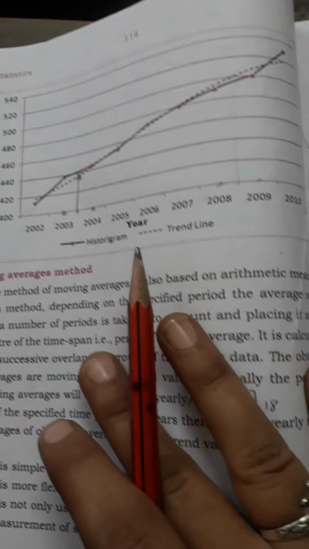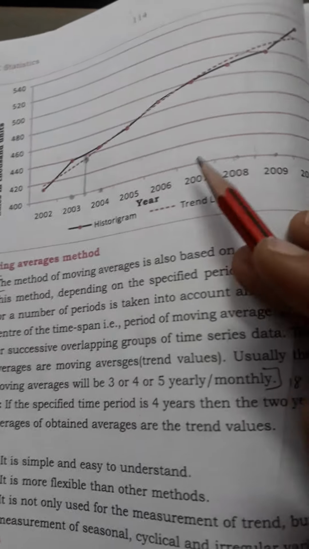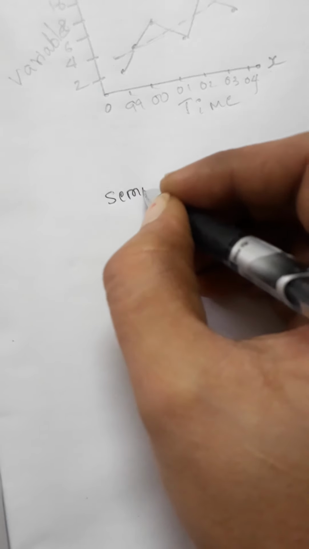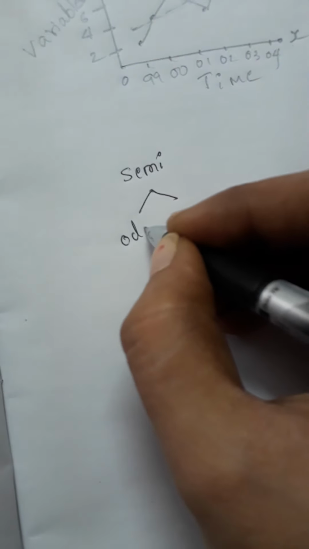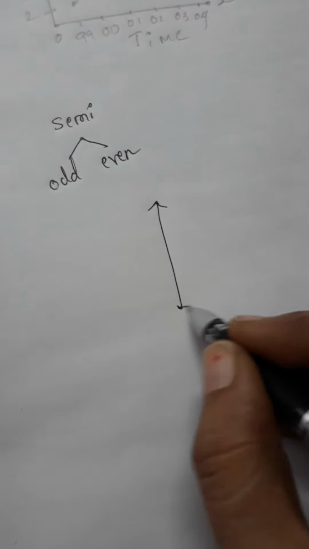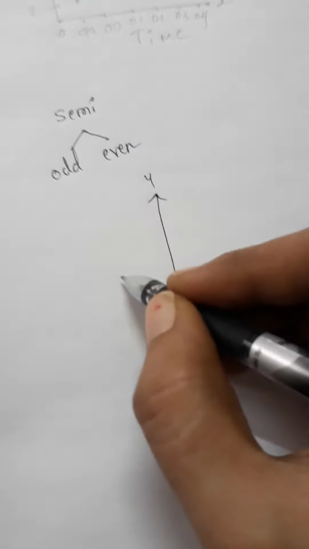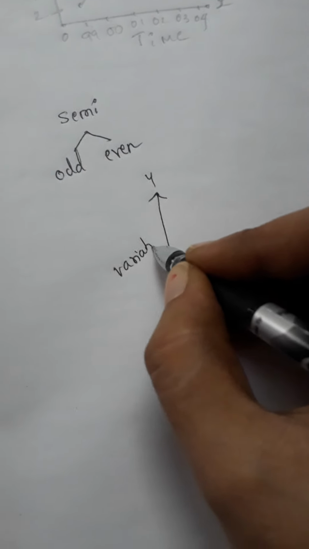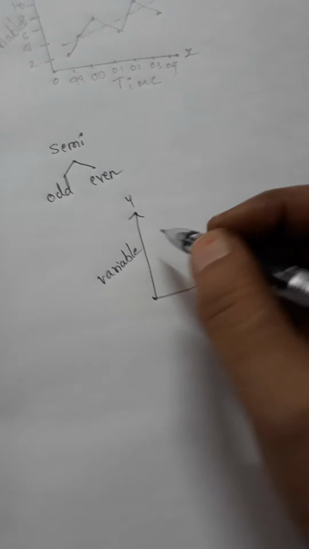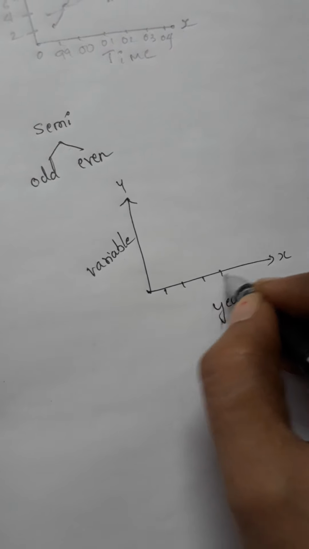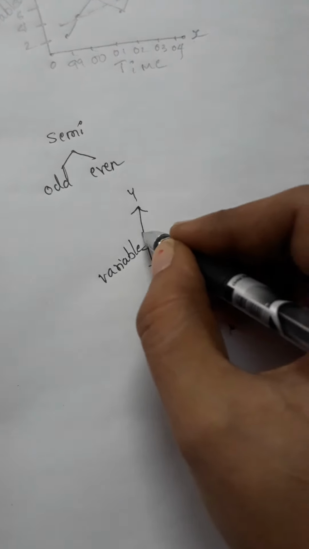Once again I will repeat the main concepts in semi-averages. Sometimes they will ask for 2 marks also. In semi-averages we have 2 methods: one is the odd method and one more is the even method. How do we calculate semi-averages? First you need to plot the diagram. On the diagram, the x-axis is the year and the y-axis is the variable. Variable means profit or production or sales detail. Then plot the year, then plot the variables.